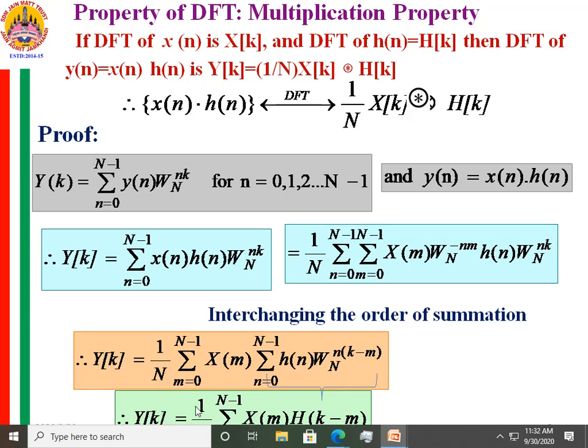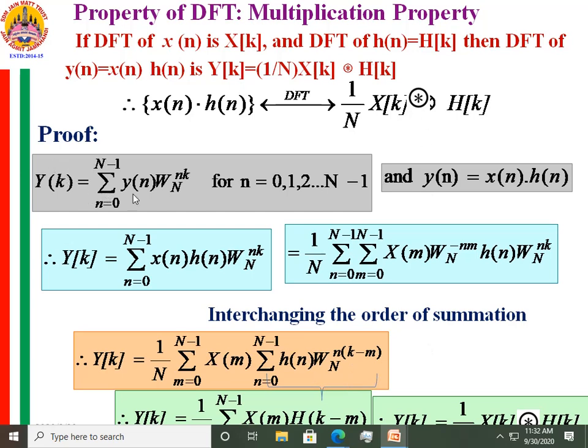So Y[k] is equal to 1 by capital N summation m from 0 to N minus 1 X[m] into H of k minus m. Now this is the convolution equation and it is the convolution between H[k] and X[k]. So Y[k] is equal to 1 by capital N X[k] circularly convolved with H[k]. This is how we have to prove this property of multiplication.